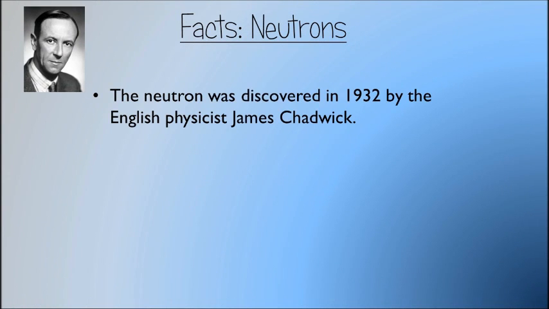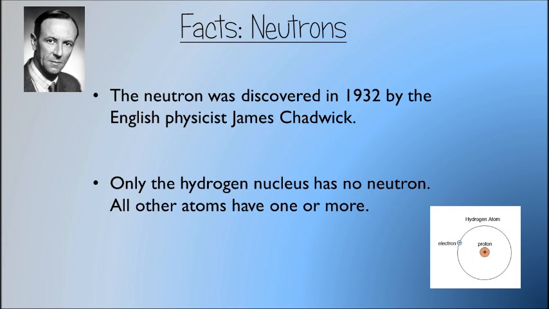Did you know the neutron was discovered in 1932 by the English physicist James Chadwick? And only the hydrogen nucleus has no neutron. All other atoms have 1 or more. How intriguing.